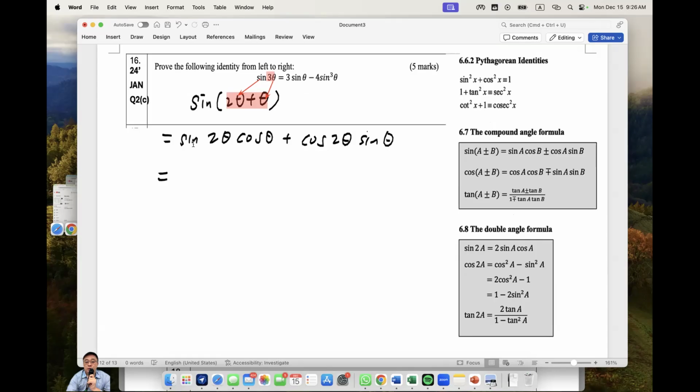Can you see the sine 2 theta equals to what? Sine 2 theta can be written as what? 2 sine cos. We have 2 sine theta cos theta. You follow what I'm saying? Okay, what else? This one I just remain.